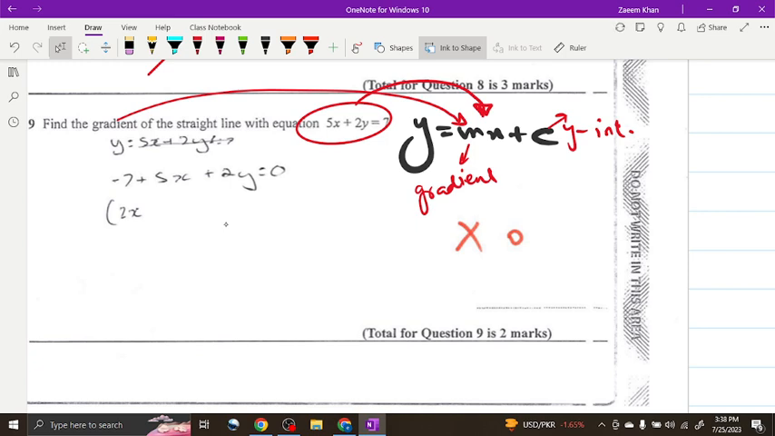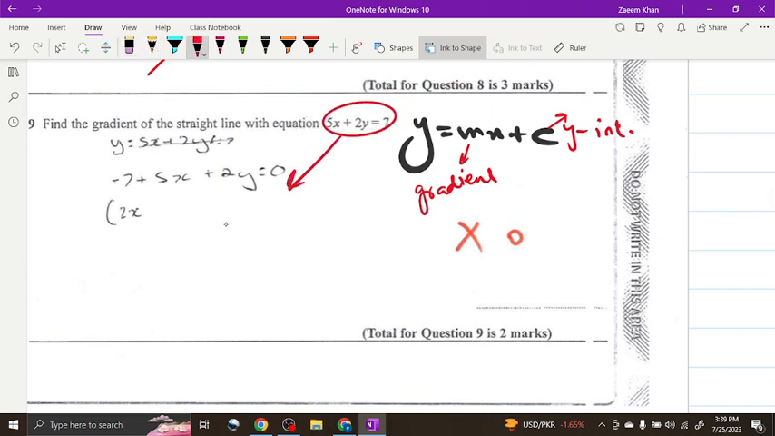Seven equals... We need to start off with y. So if you were to start off with y, what number are you going to get rid of in this equation first? Our left hand side should only have y, right? So we're going to say 2y is equal to 7 minus 5x.